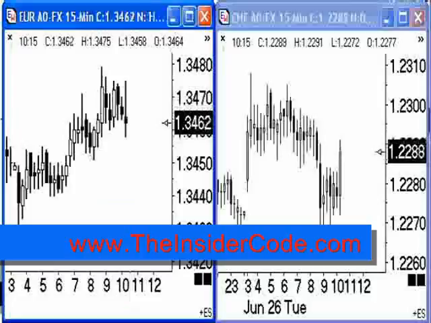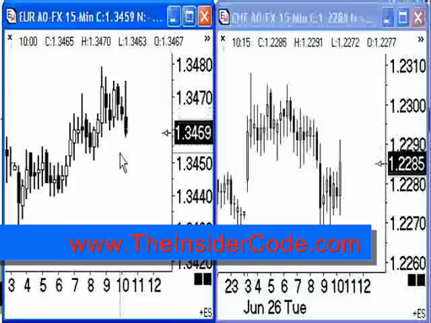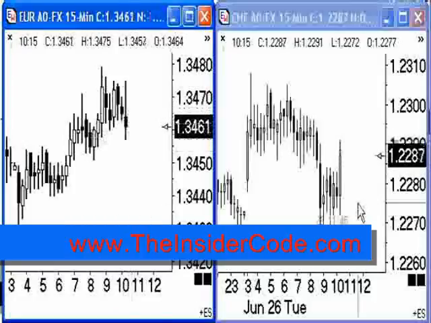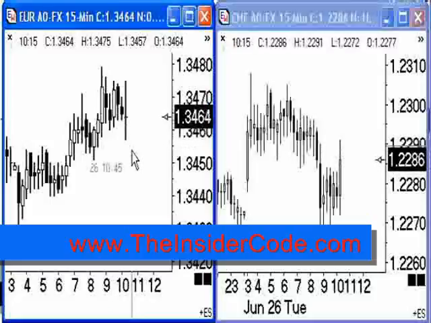So we're, let's see, it's about 4 minutes after the report, and you can see that now we're starting to get some action. The Swiss here is starting to move up, the euro starting to move down as the market digests what's going on.